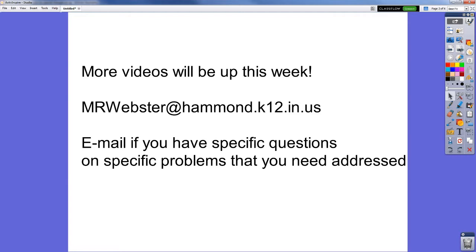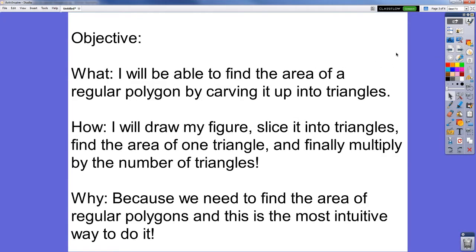Watch the Google Classroom. So today what we're going to be doing is we're going to find the area of a regular polygon by cutting it up into triangles. We're going to draw the figure, slice it into triangles, find the area of one triangle, and then finally multiply by the number of triangles. I'm going to go super slow with this, explain every step, do a lot of extra just because I think it's important to see where the intuition comes from. But by the time you get good at this, there's a lot of steps that you can just skip and get straight to the point. So let's go ahead and begin.